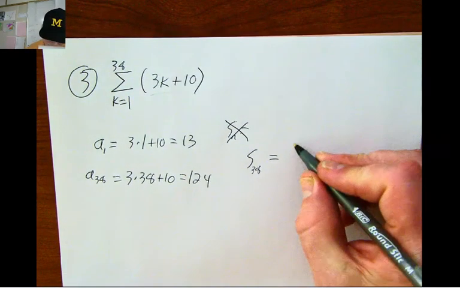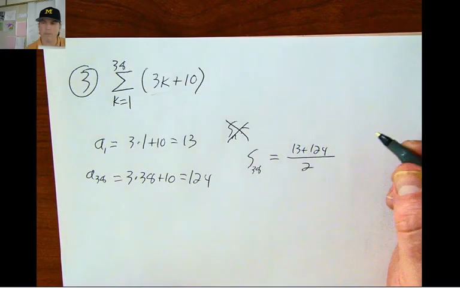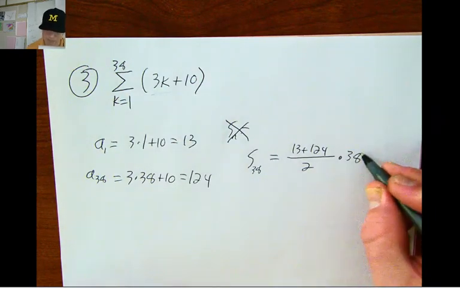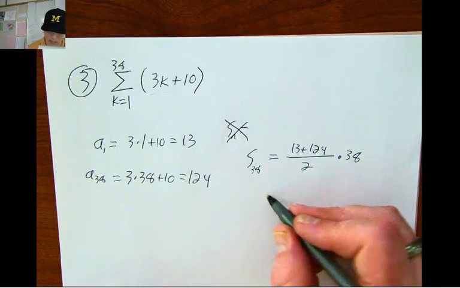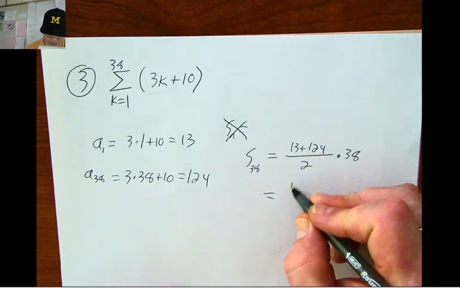So I have 13 plus 124 divided by 2, and then times the number of terms in the sequence, which is 38. And these add up to an odd number, 137.